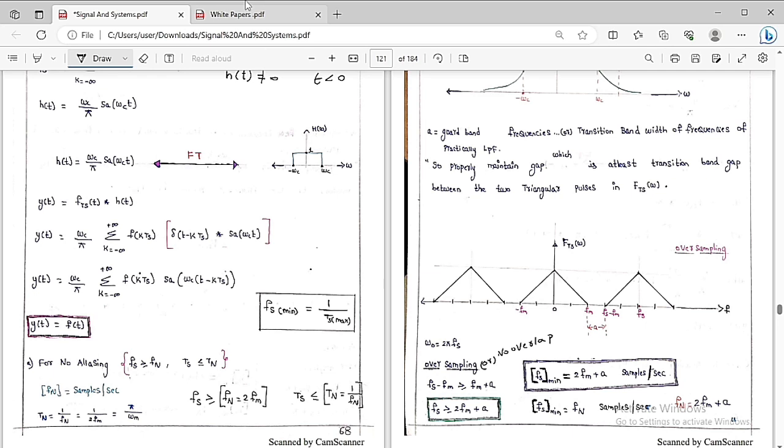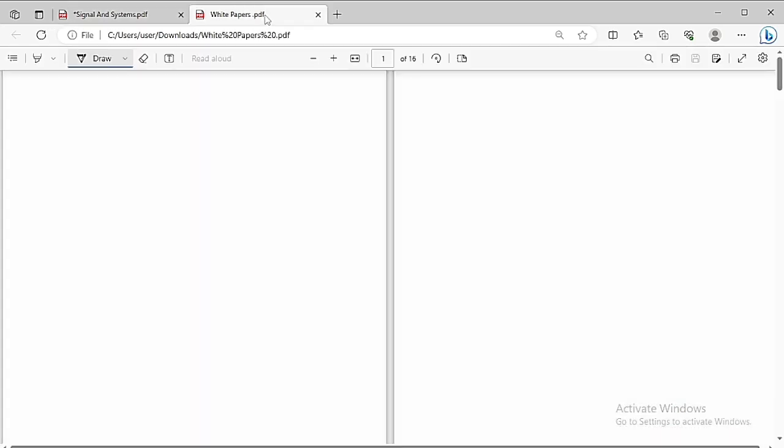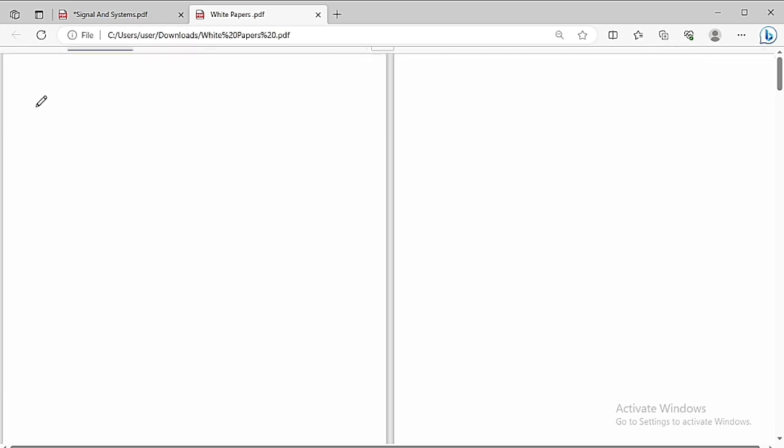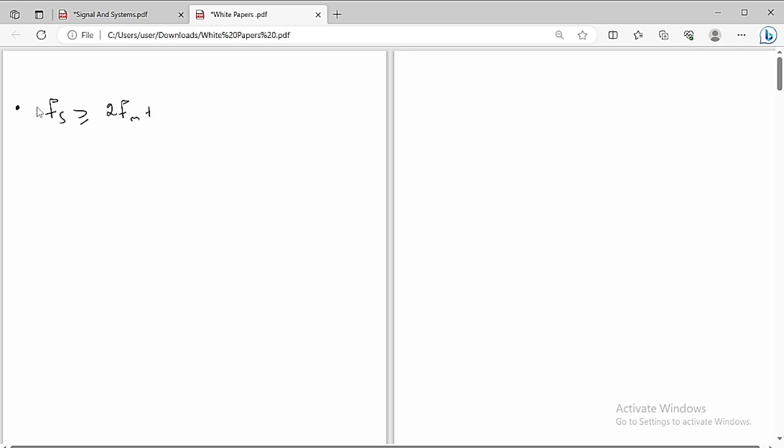So let me write these two formulas so that you can easily remember them for a long time. What is the general formula? The general formula is fs is greater than or equal to 2 times (fm plus a). Here a is the guard band of frequencies, or the transition bandwidth of frequencies, of the practical low pass filter. So a is equal to 0 for the ideal low pass filter, but a is not equal to 0 for the practical low pass filter. This point you always have to keep in mind.